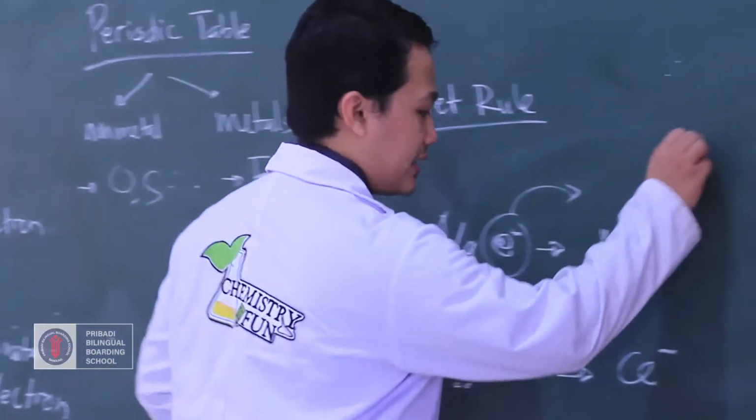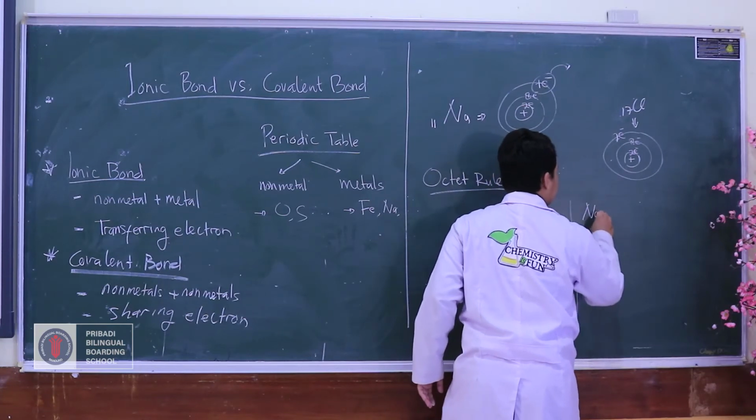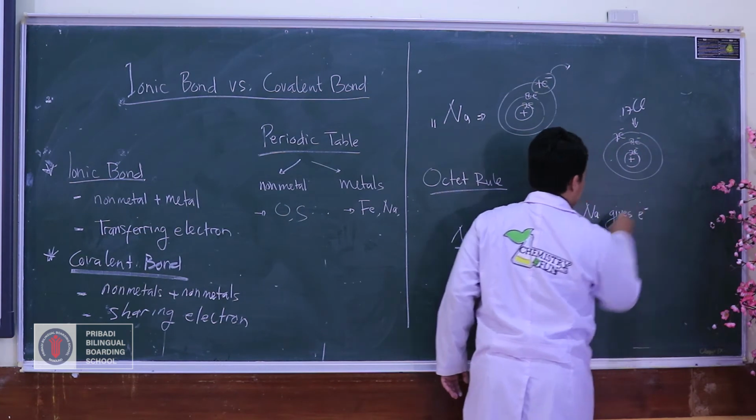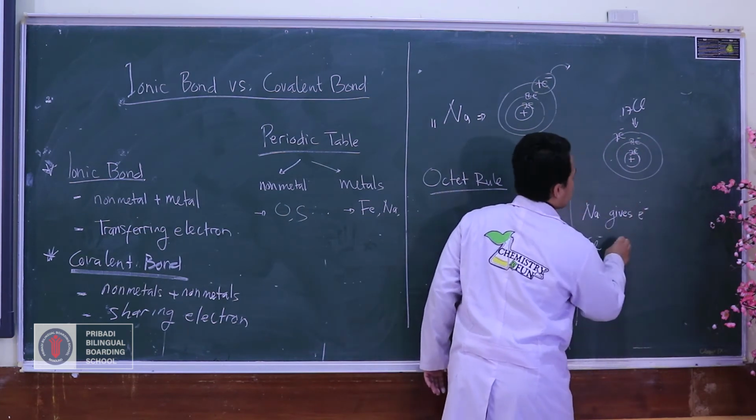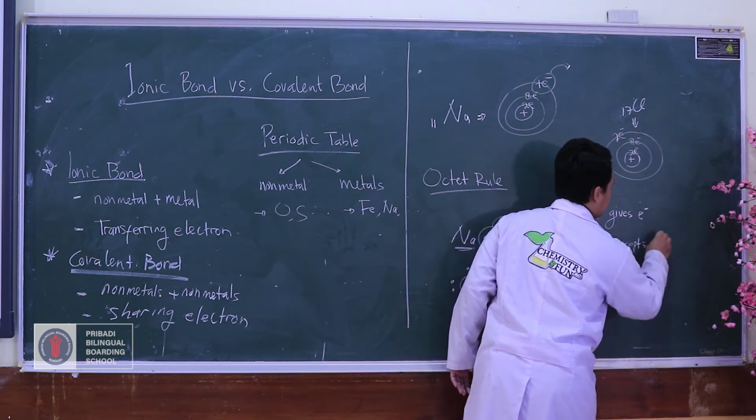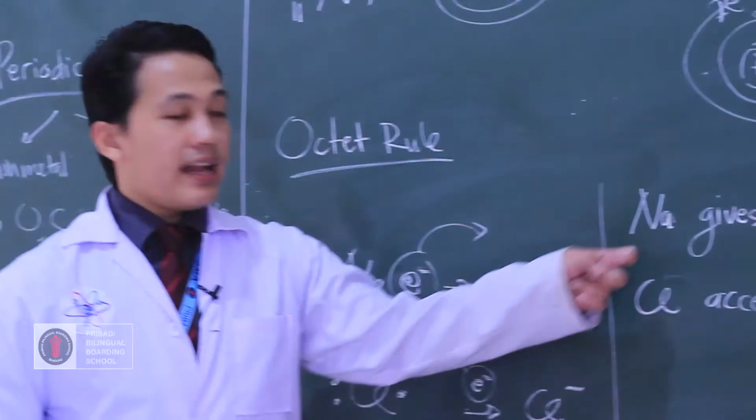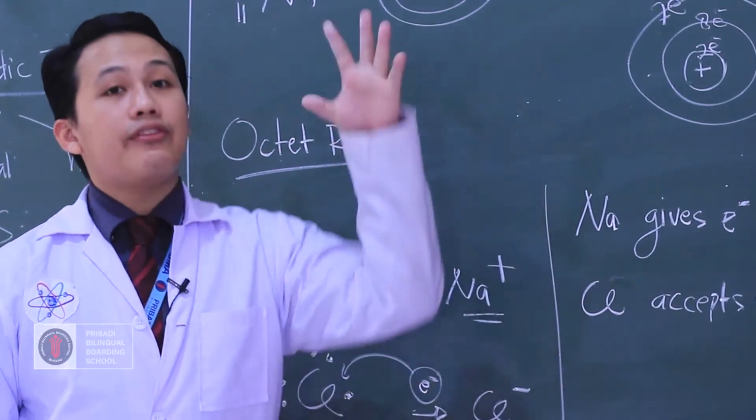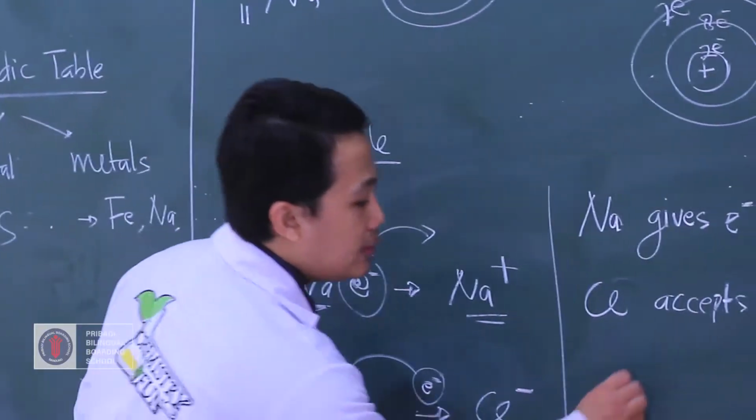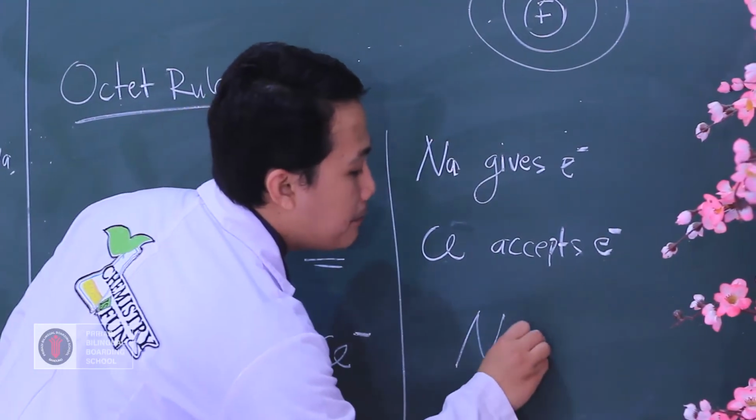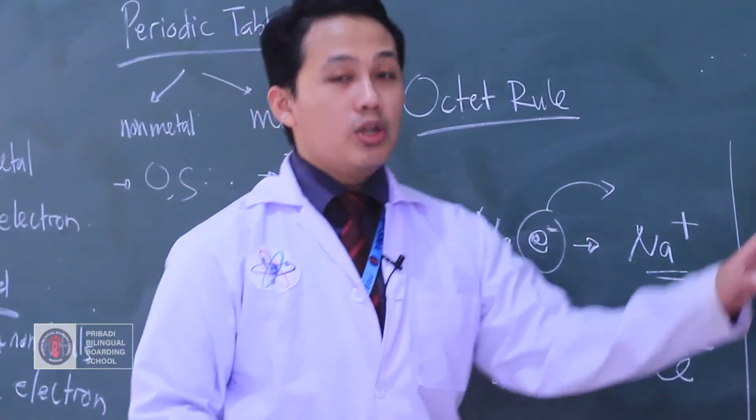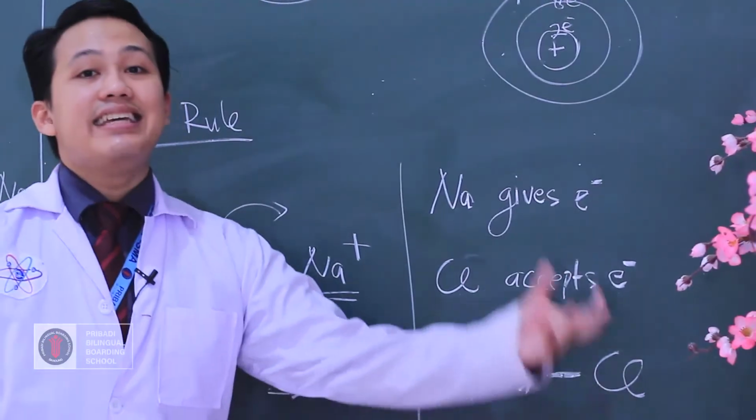Or we can say it like this. So Na gives an electron, Cl accepts an electron. So as you can see here, there is electron transferring, right? So Na gives an electron to Cl, or Na transfers an electron to Cl. So there will be some kind of bond between Na and Cl. So Na will lose 1 electron, Cl will gain an electron.